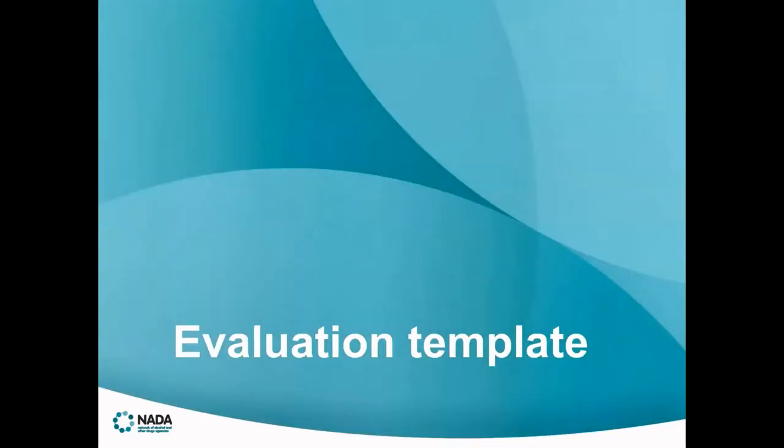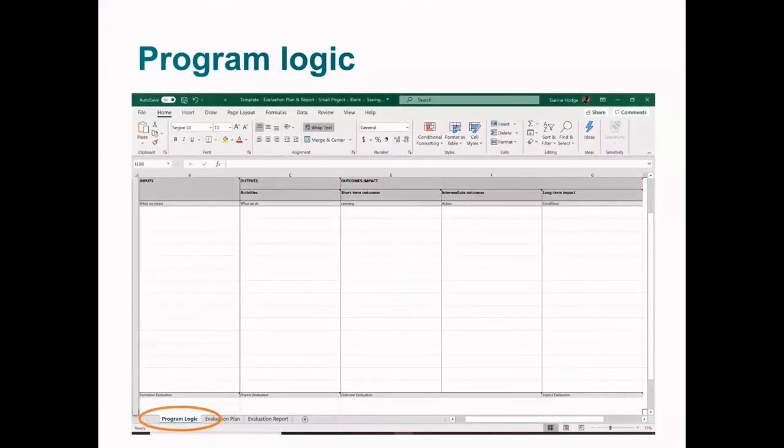Which now brings me to a template that NADA developed as part of its face-to-face evaluation training, which we're hoping to run in the new financial year. And so all it is, is an Excel spreadsheet that consists of 3 tabs that combined make up a monitoring and evaluation framework for an AOD program. The first tab being a program logic template, the second tab being the evaluation plan template, and the third tab being the evaluation report template. So let's just have a look at each of those tabs and how they work.